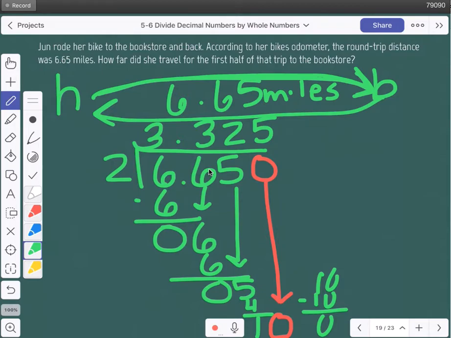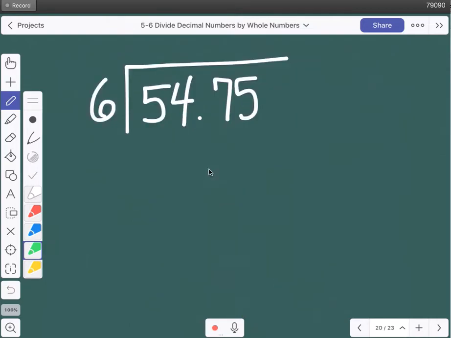So this is a process I can use when I don't want to have the remainder. And as you go up higher and higher in math, they don't want to see remainder something. They want to see down to the decimal point. Let's look at this one.